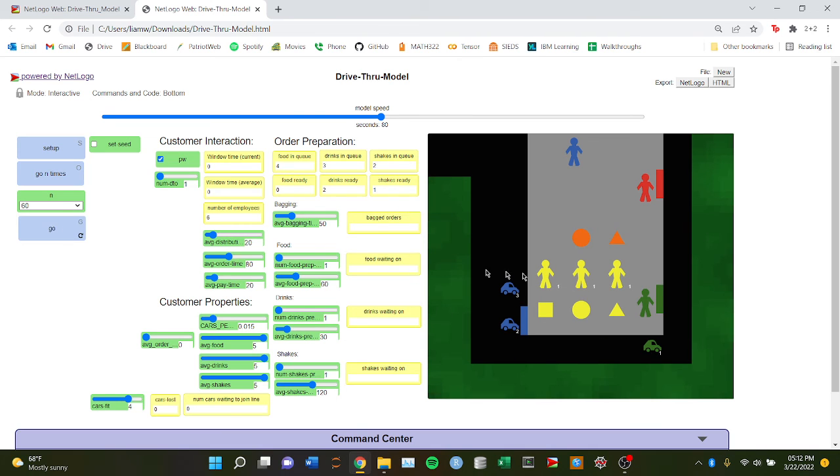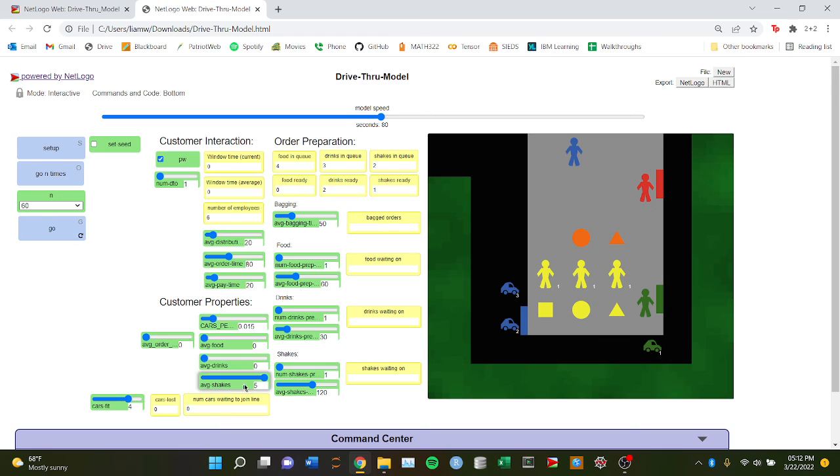And let's go. Wow, a lot of people joined that time. Now look at all these things stocked up, right? And only one person's ordered so far. They've got four food items, actually five drinks and three shakes, right? Quite a lot, quite a big order.